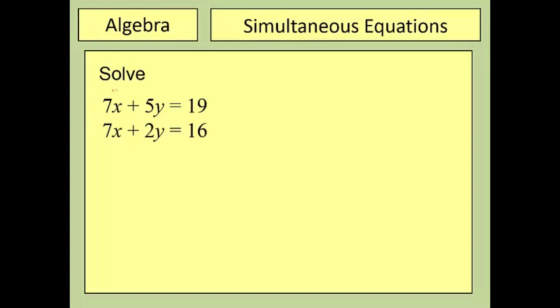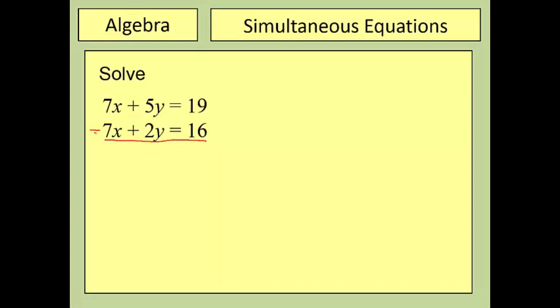Once you've decided which letter has the same coefficient, then you decide whether you're going to add or subtract these equations. So here we have a 7 and a 7, and they're both positive, they're both plus 7 and plus 7. And if they're both positive or both negative, then they have the same sign. And if they have the same sign here, then we subtract the equations. So I'm going to write a subtract here, and I'm going to subtract the equations.